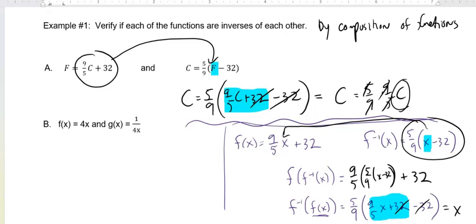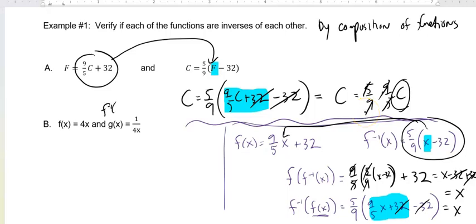So the order of operations is different. I've got to multiply first, so 9/9 is 1, 5/5 is 1, and that leaves me with just x minus 32 plus 32, and then those go away, and I end up with x for both cases. Okay, one more.